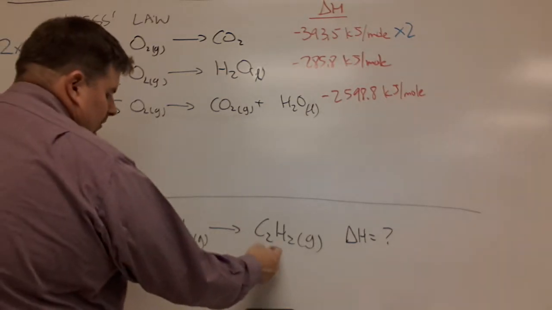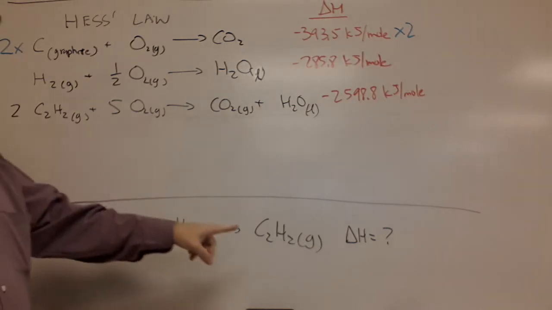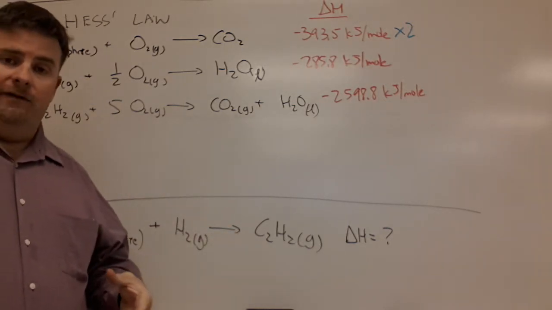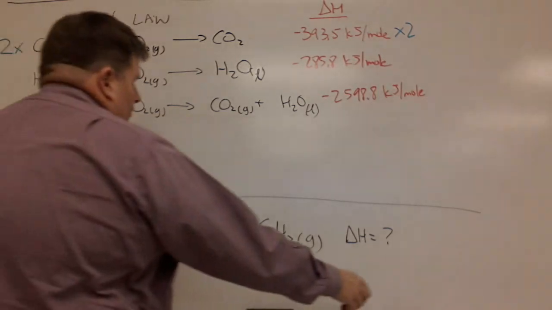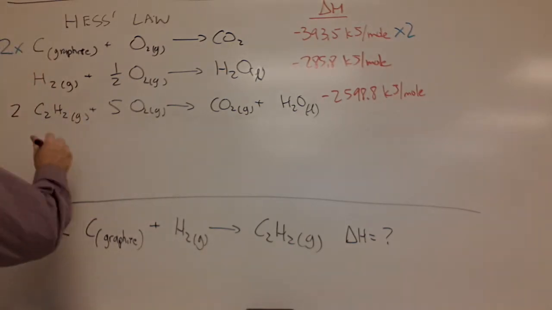I come over here, C2H2. Now I've got 2 C2H2s over here, okay? And it's on the reactant side, this one's on the product side. So what do I have to do to this overall equation? I've got to reverse it. So I'm going to use the reversing purple marker at this point, and I'm going to reverse it.